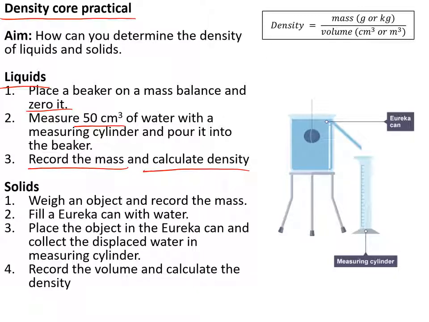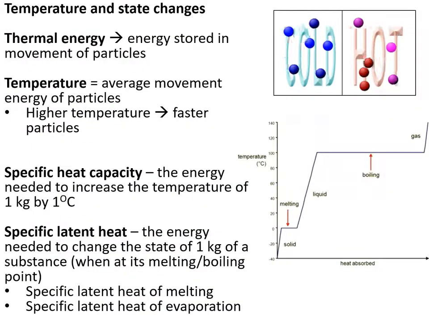With solids, it's a bit more difficult. What we did was we weighed each object and recorded that mass. Then we filled a Eureka can with water and we plopped the object into the Eureka can. Now, the clever thing with the Eureka can is that when you put the object in, it forces water out of the spout, and you can collect the water in a measuring cylinder, and the volume of the water collected is the volume of the object. And so then you've got a mass that you recorded, you've now got a volume, so you do mass divided by volume again.